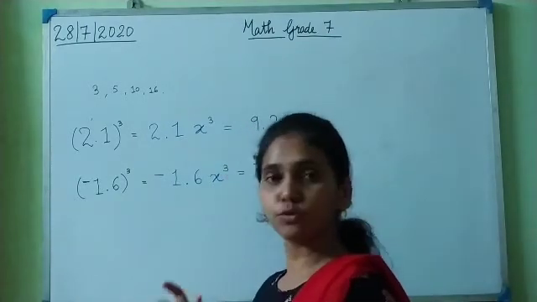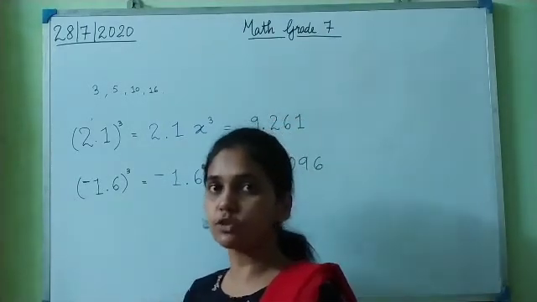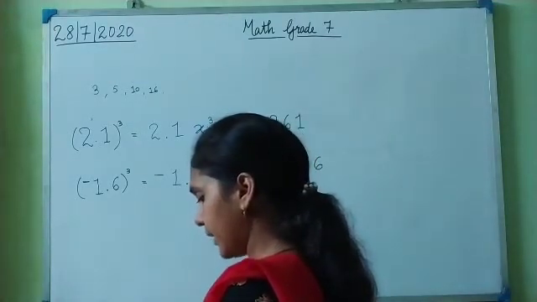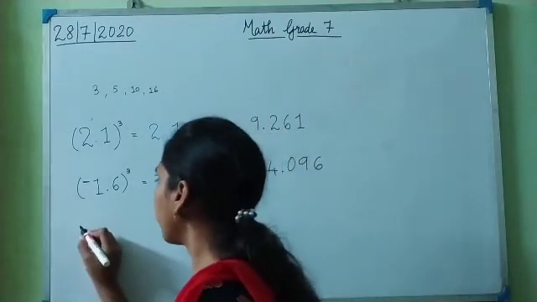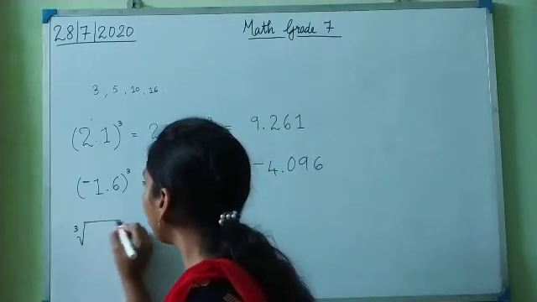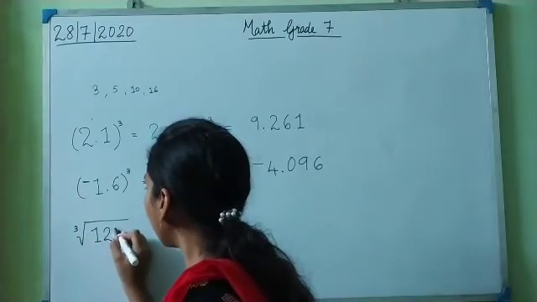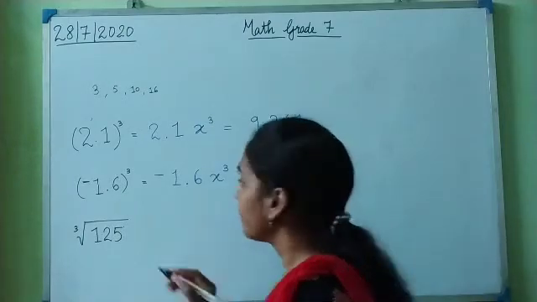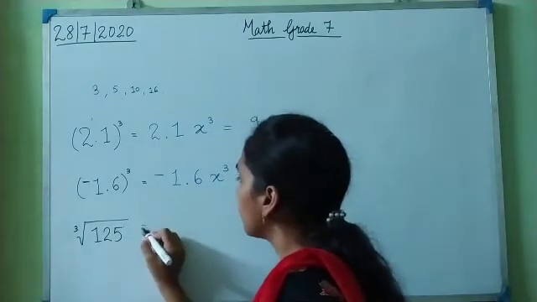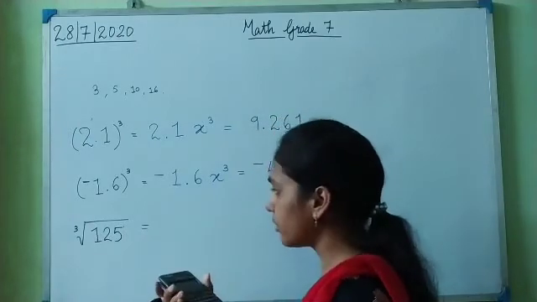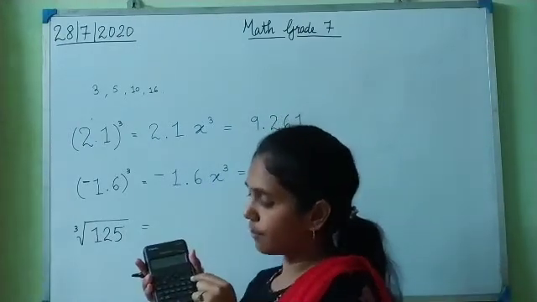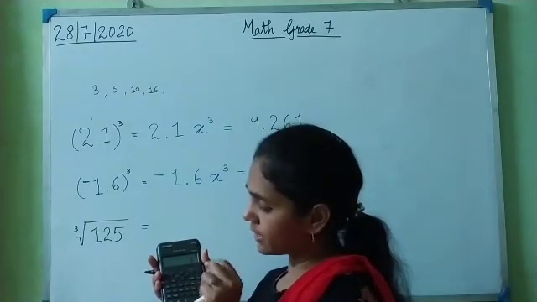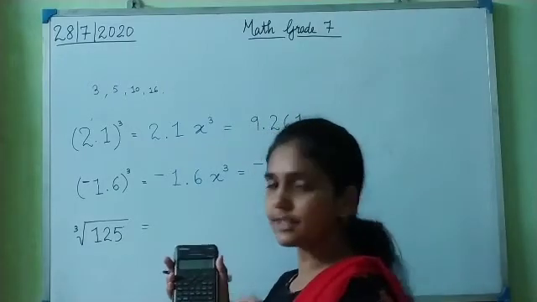Now how to find cube roots? To find the cube root of a given number, which keys do we have to press? Let's take the number 125. I have to find the cube root of 125. Above the x cube button, there is something written as cube root, and that is written in yellow.